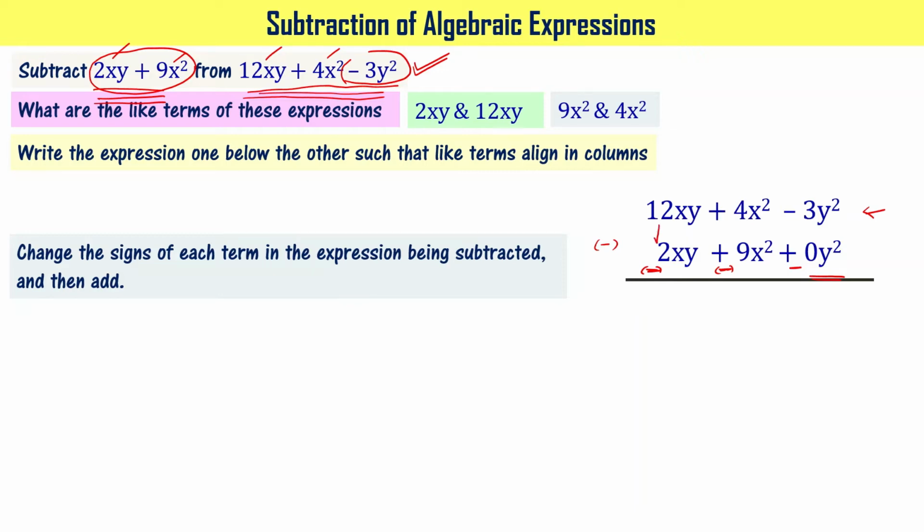It means 12 minus 2, that is 10. So let me write 10xy. 4 minus 9, that is minus 5. It means minus 5x square. Minus 3y square minus 0y square means it is minus 3y square, right?